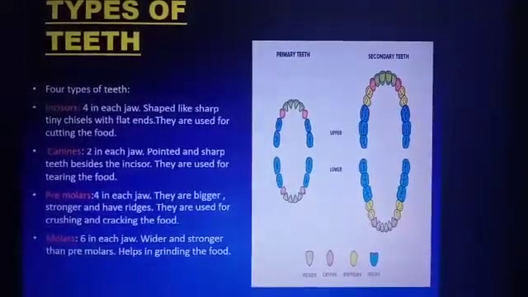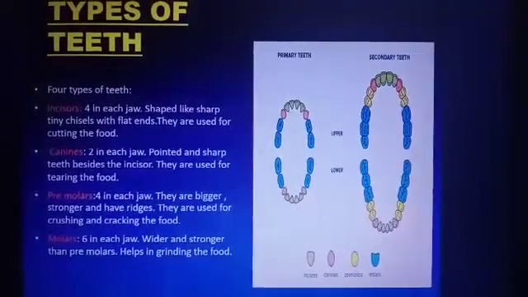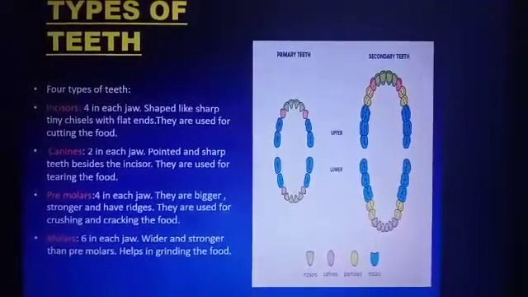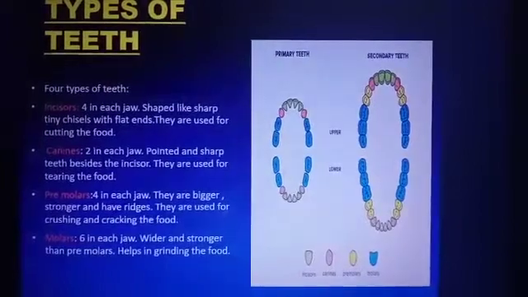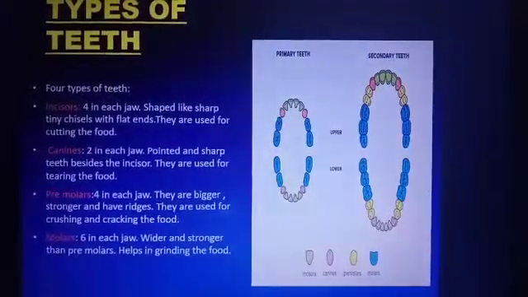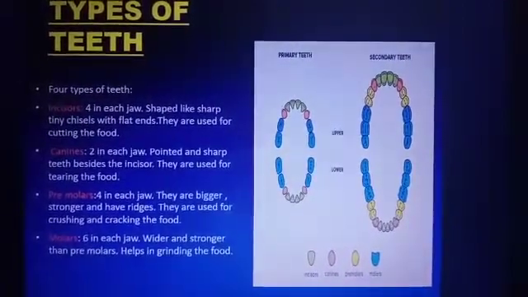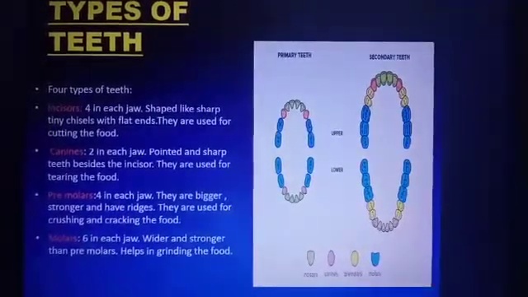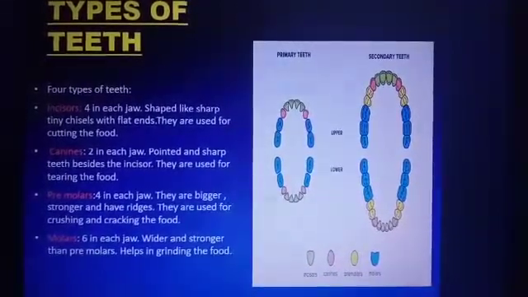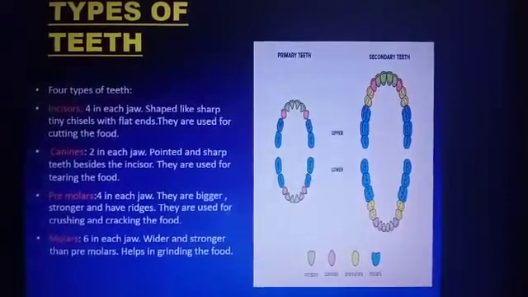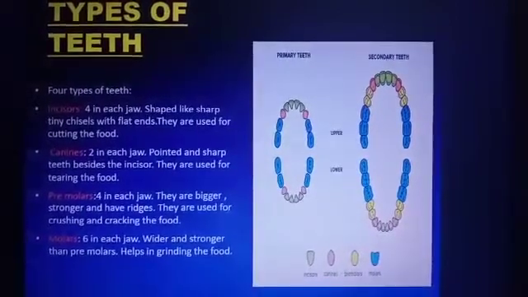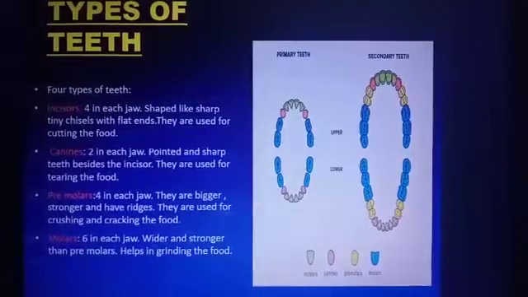The last is molars. Molars are 6 in each jaw. They are much wider and stronger than premolars because they have to perform the major function, that is to grind the food. Coming to the picture, different colors are here to represent different types of teeth. In the first part, upper and lower jaw are visible, and you can clearly see the different shapes of different types of teeth.